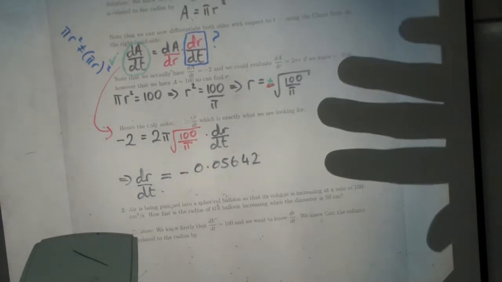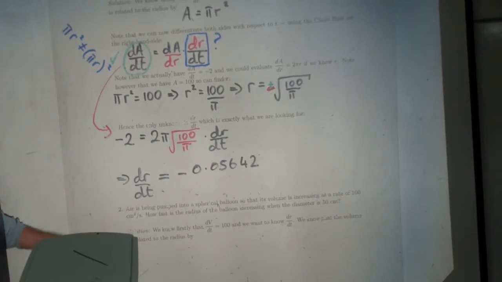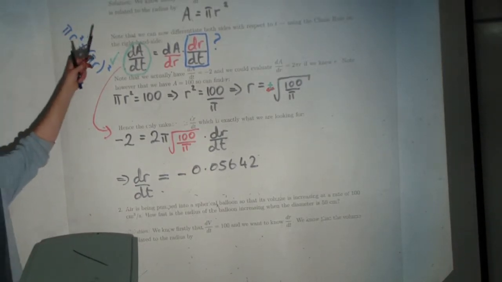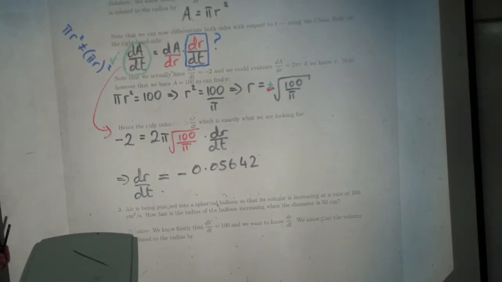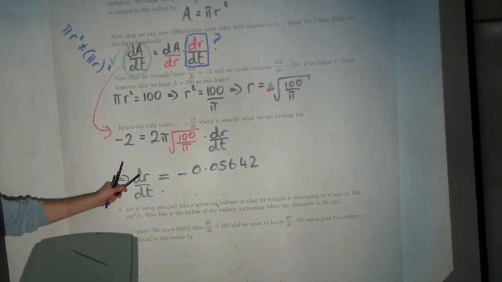What about units? Centimeters per minute. Yeah. So this is the rate of change of radius with respect to time, and all the units were centimeters and minutes. So it's just going to be centimeters per minute.